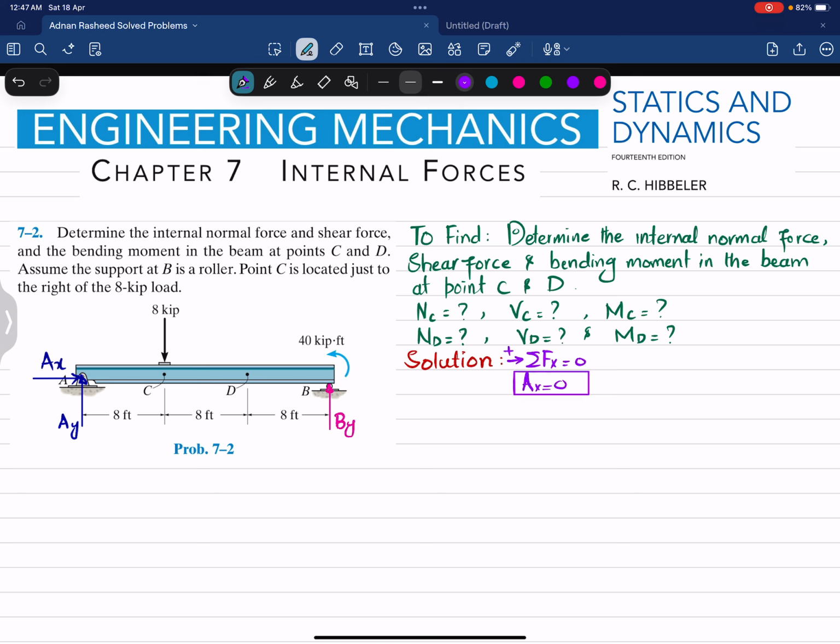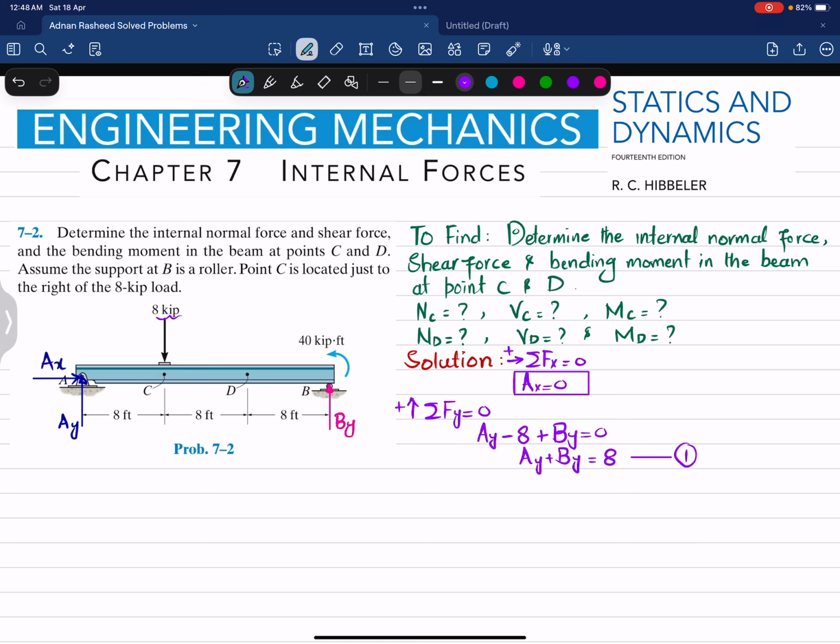Now we'll find AY by using the second equation of equilibrium, that is, the sum of all forces along the y direction must be equal to 0, and upward force is taken as positive. So you can see AY, which is acting upward, minus this 8 kips load plus this BY is equal to 0. So from here, AY plus BY is equal to 8. Both are unknown, so we will take this as equation number 1.